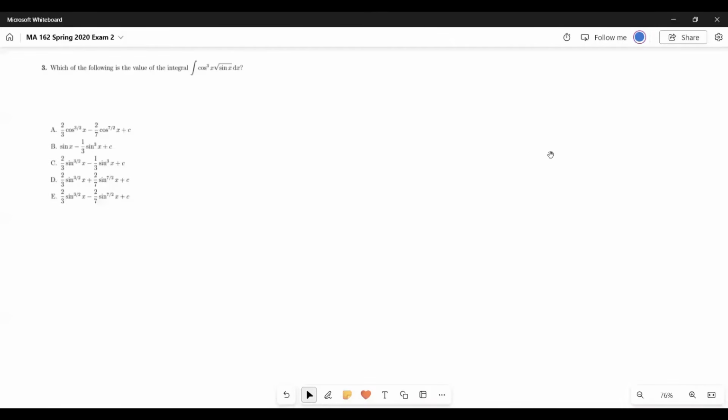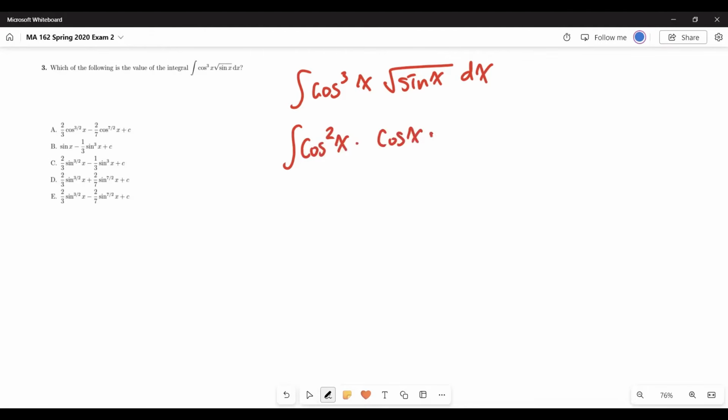Okay, so this question asks which of the following is the value of the integral. So we see the integral of cosine cubed x times the square root of sine x dx. And we're going to decompose cosine cubed x into cosine squared x and then cosine x, times the square root of sine x dx. The reason that we are decomposing cosine into cosine squared and cosine is because we see cosine is cubed, meaning one of the cosine x dx will be our du, because we're going to put u as sine x.